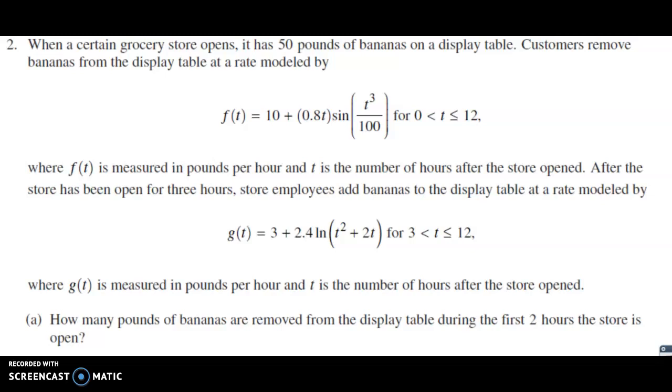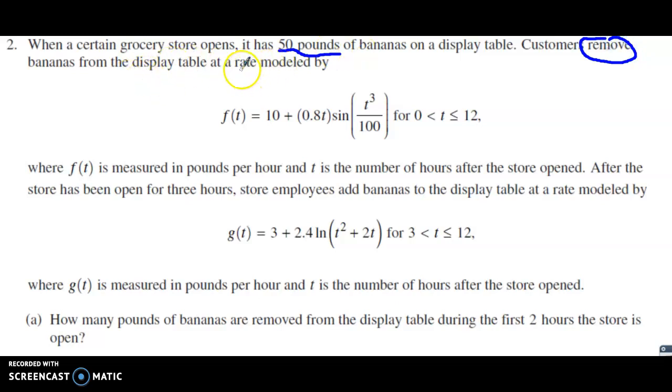Problem number 2 on the 2017 free response is another calculator question, so you should have your calculators ready and use them everywhere you can. Number 2: when a certain grocery store opens, it has 50 pounds of bananas on a display table. So the first thing we notice already is that we have an initial condition of 50 pounds of bananas on the table.